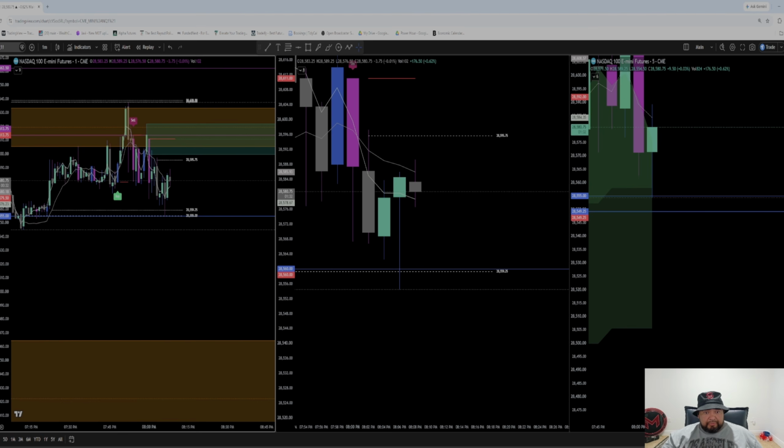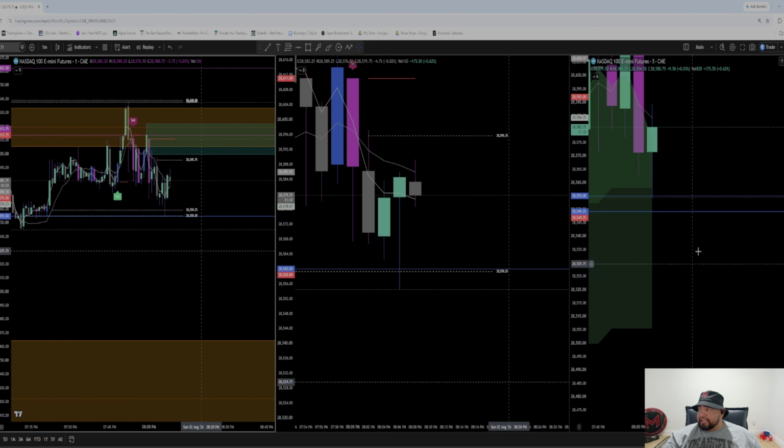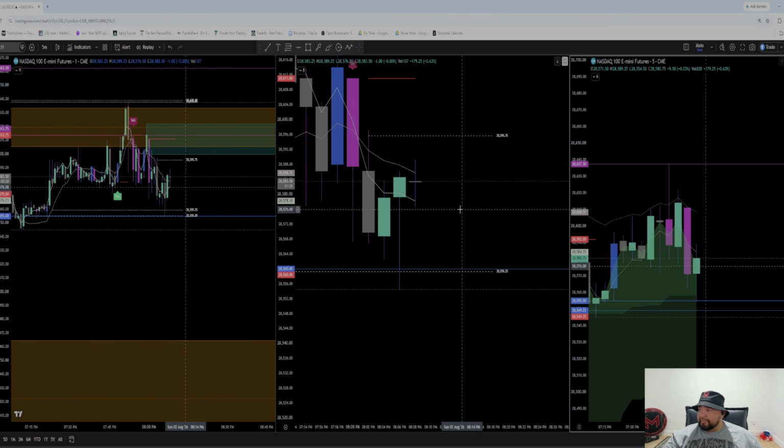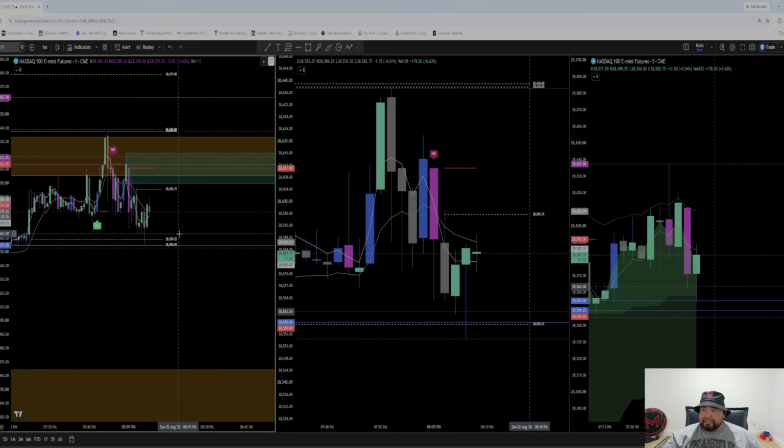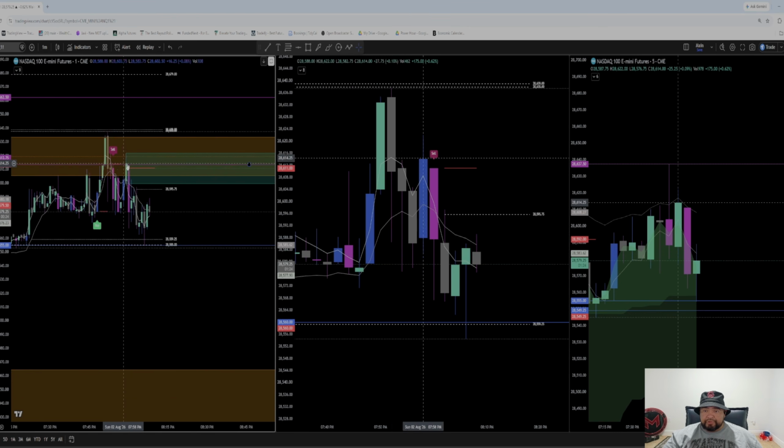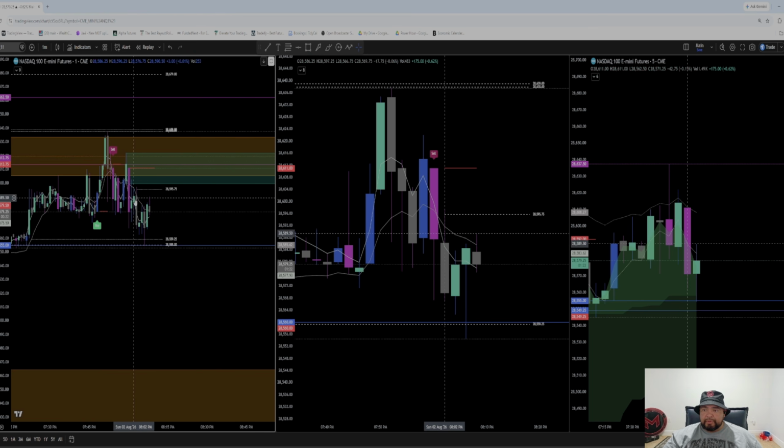We wait for the 5 minute break first to see the 1 minute and 2 minute break. Yes, so you always wait for the 5 minute. It's a 5 minute level. Then you want everything else to align. We want purples to break if you're looking for push up. You want blues to break if you're looking for push down.